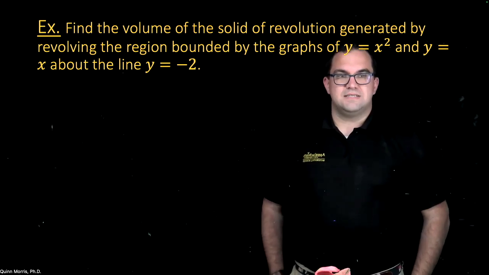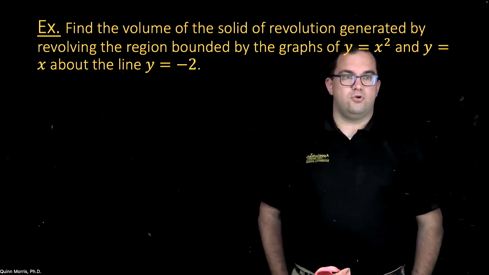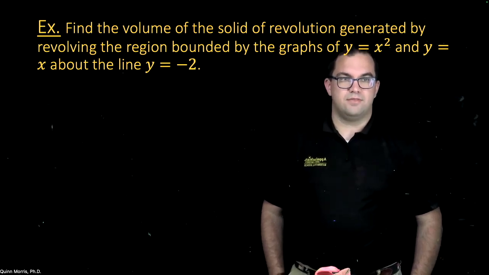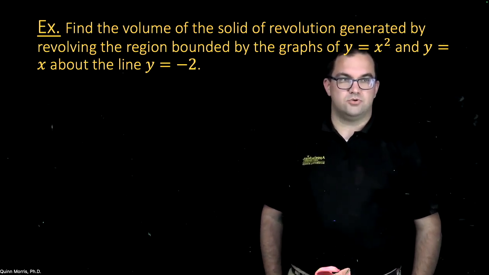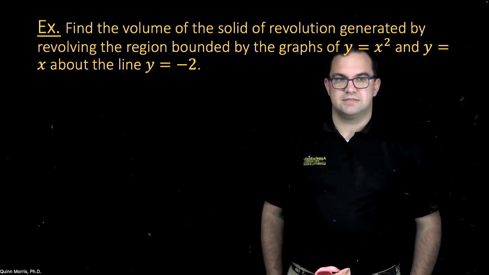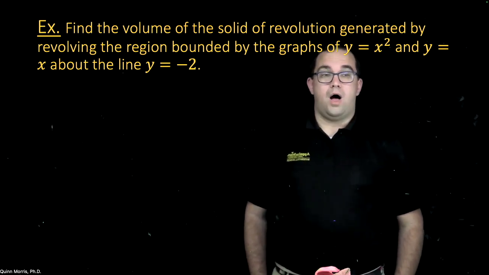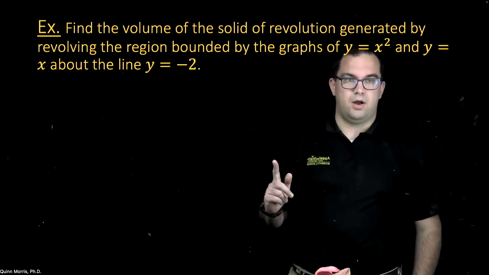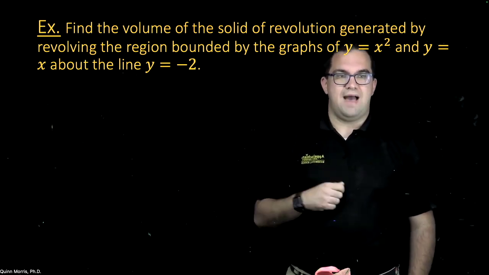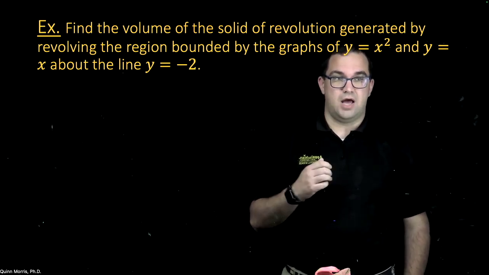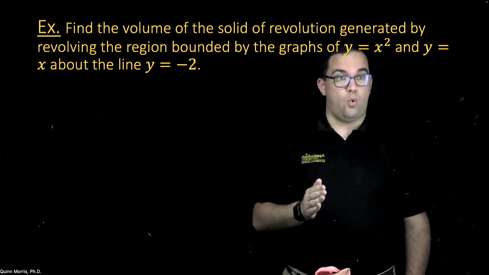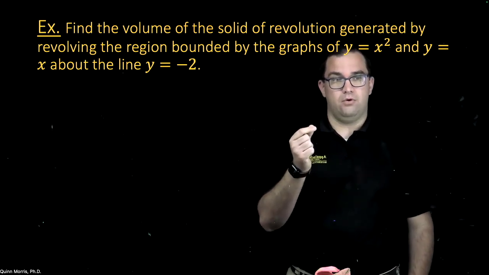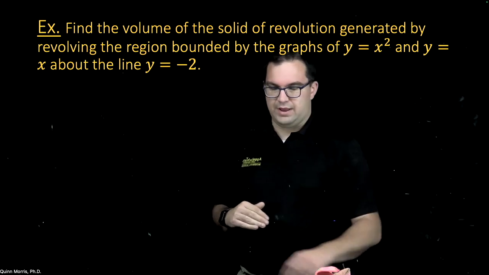All right, so for our last example, let's imagine we want to find the volume of the solid of revolution generated by revolving the region bounded by the graphs of y is equal to x squared and y is equal to x about the line y is equal to -2. Now, there's actually something else that's a little different about this problem. This is the first time we've had an axis of revolution that's not either just the x or the y axis. So that's going to change our problem ever so slightly as well. But let's take a look at what happens.